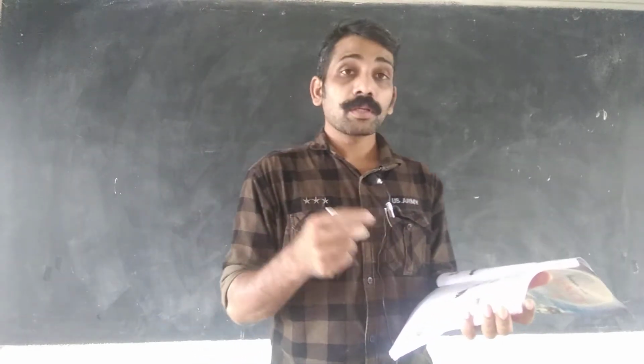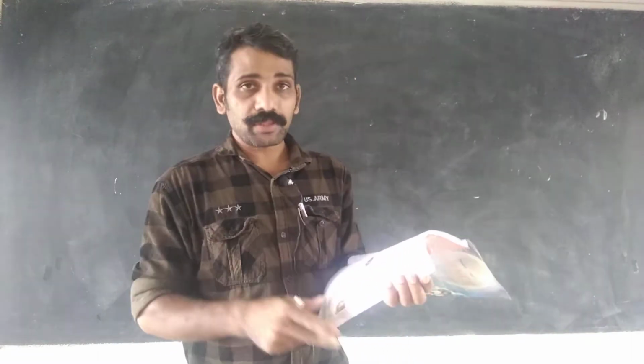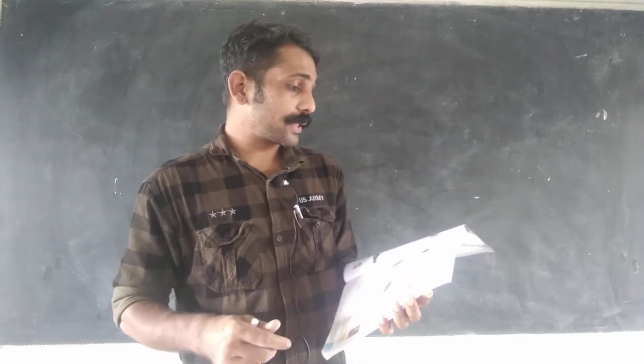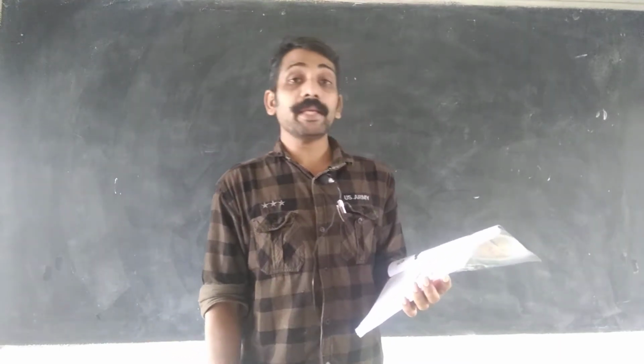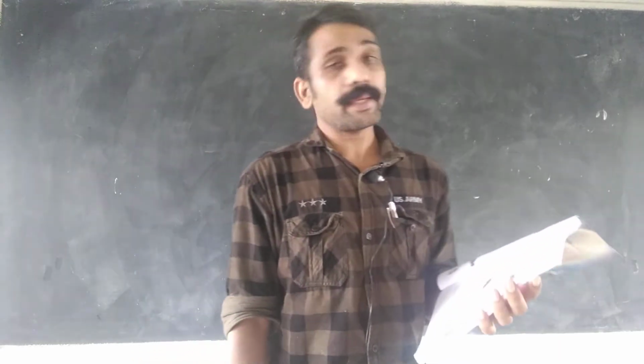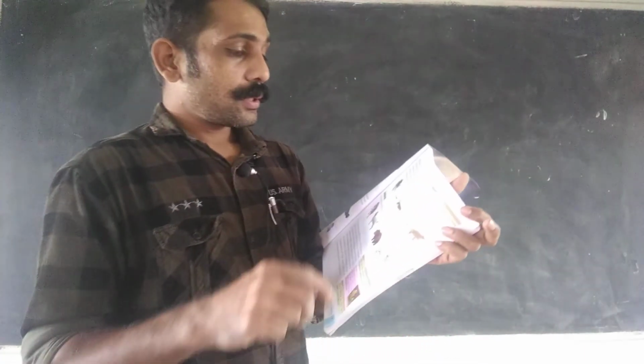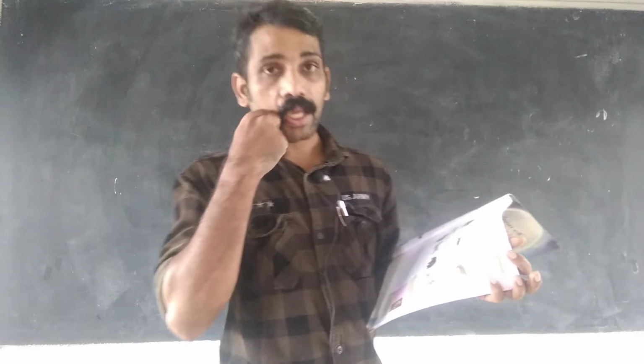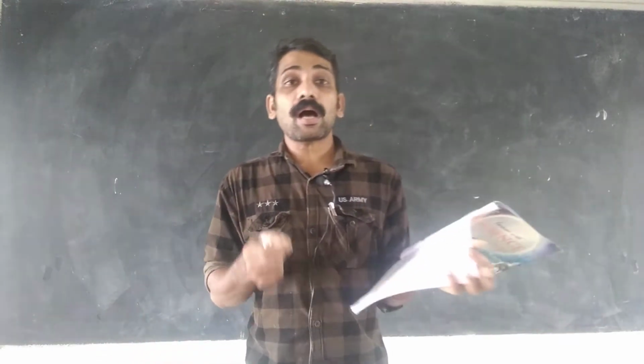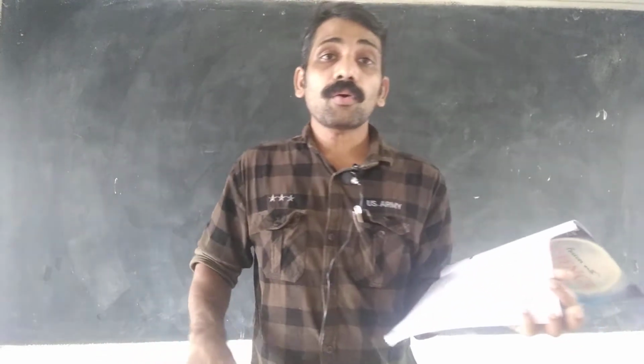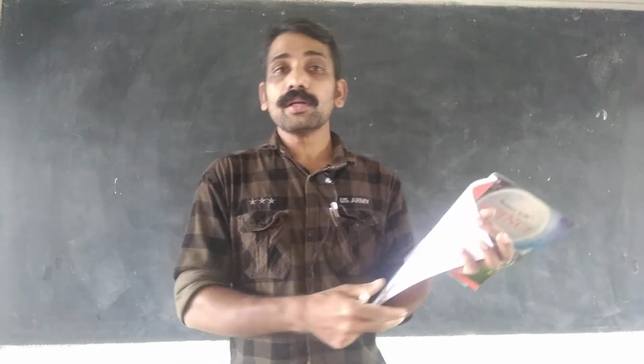Today, in the previous class, we studied the second feature. What is the second feature? Living things eat food to get energy. In that, plants make food for themselves, but animals depend on plants directly or indirectly.